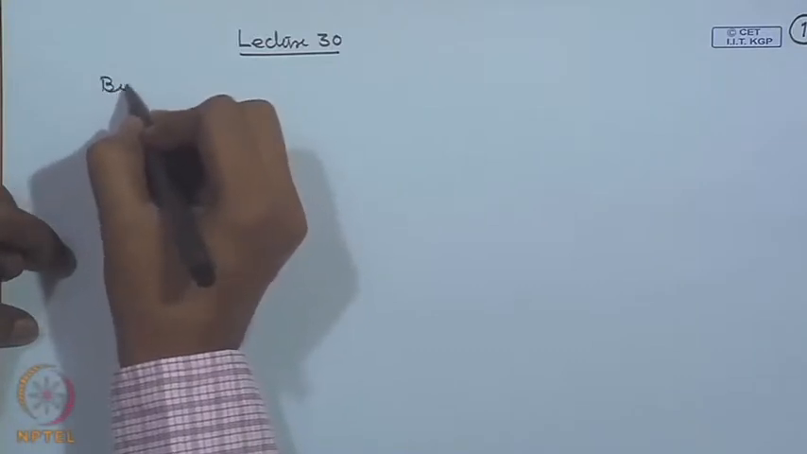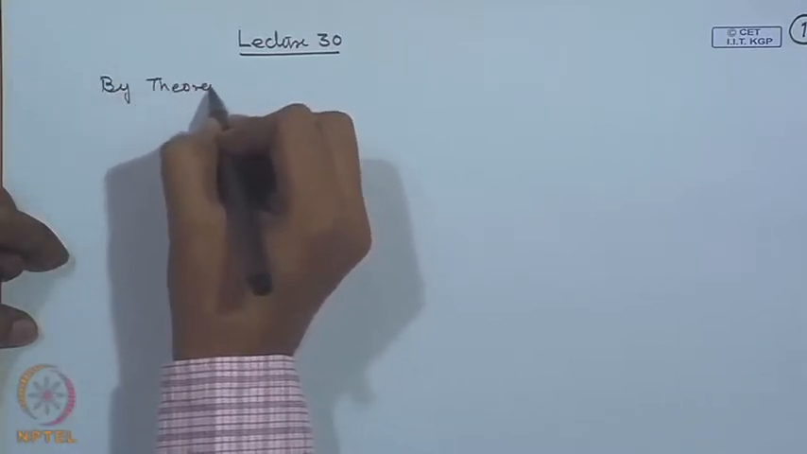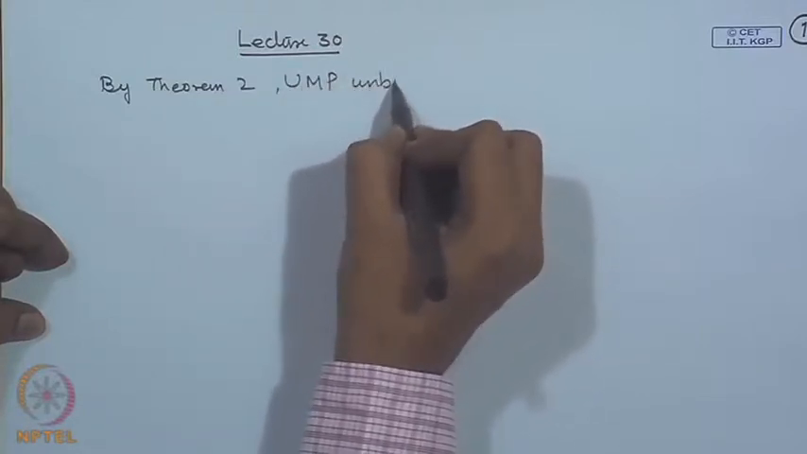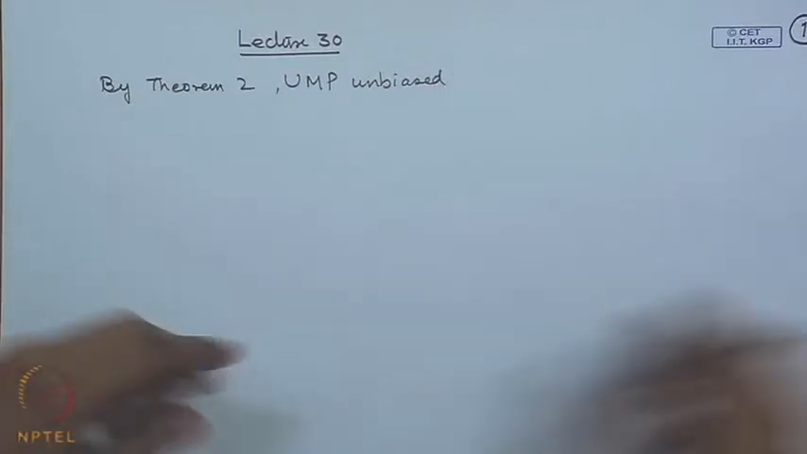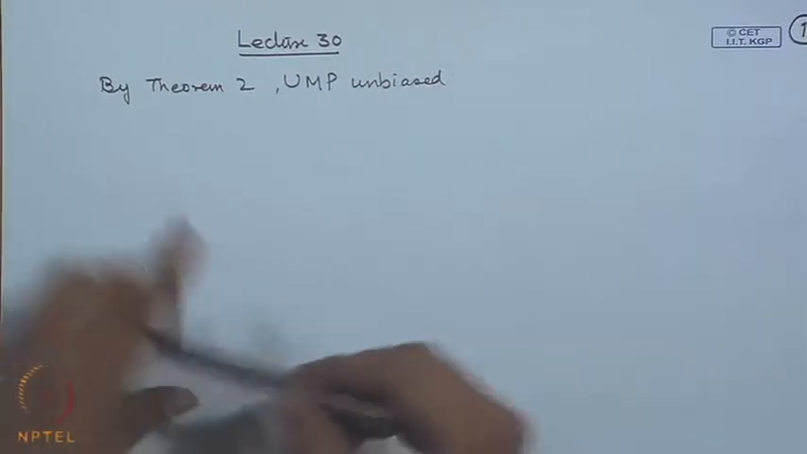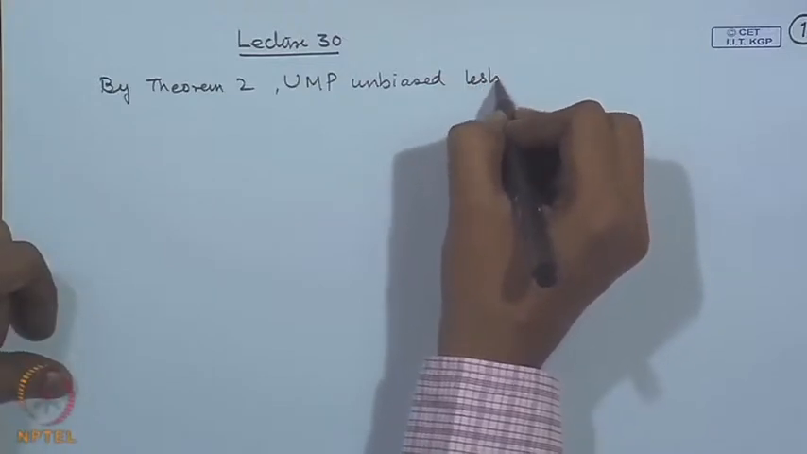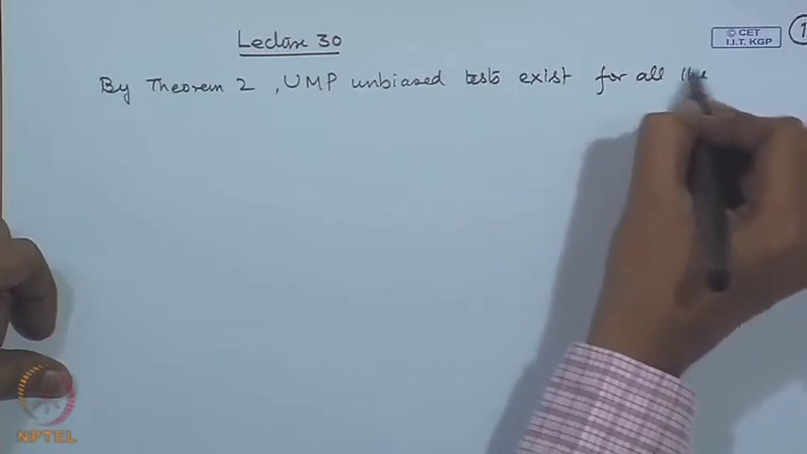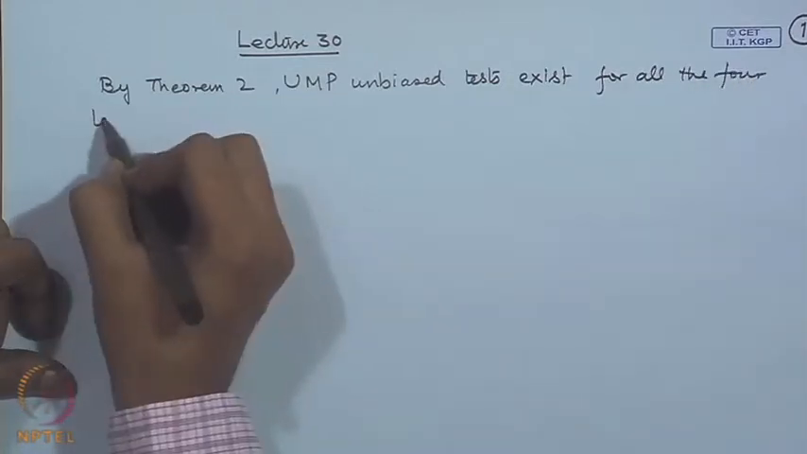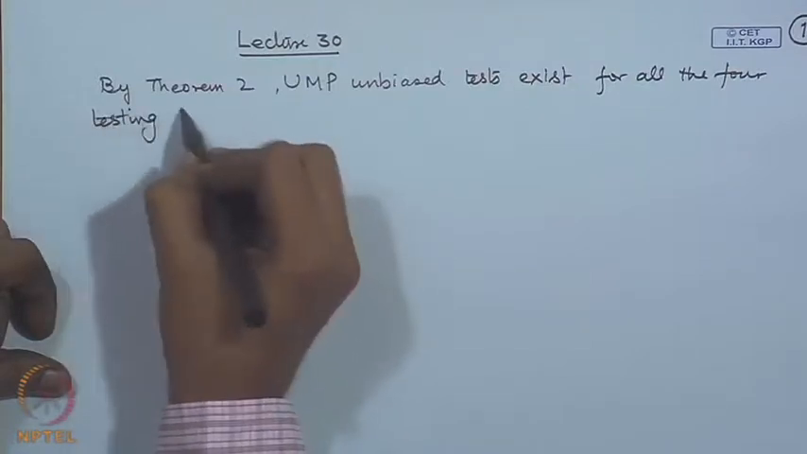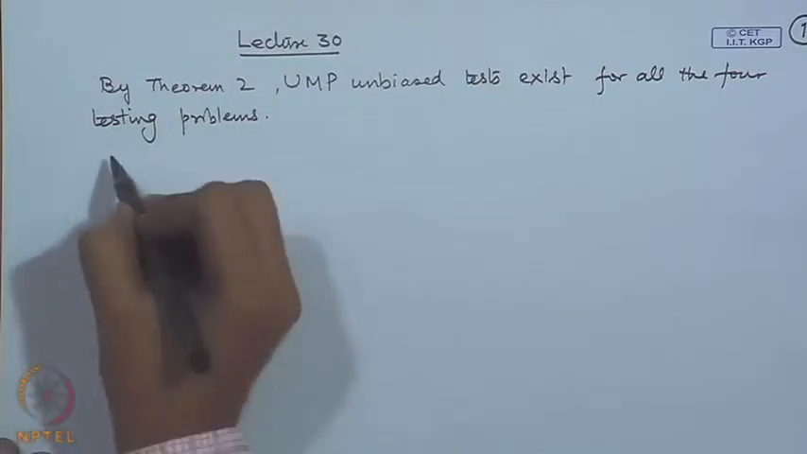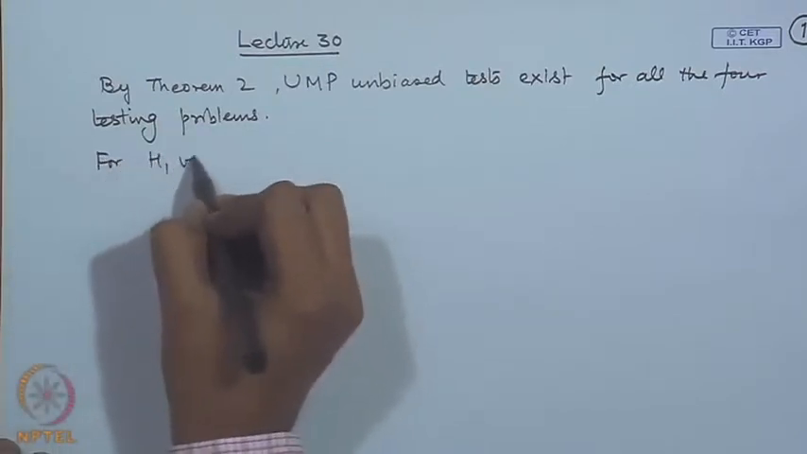Therefore, by theorem 2, which I discussed yesterday, UMP unbiased tests exist for all the 4 testing problems. So, let me take up H 1 versus K 1.